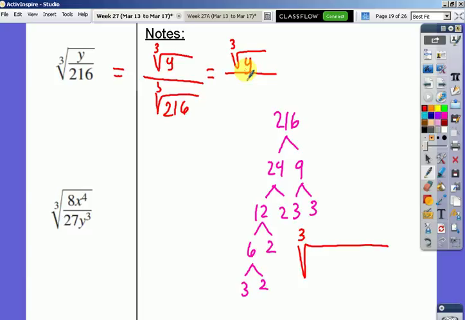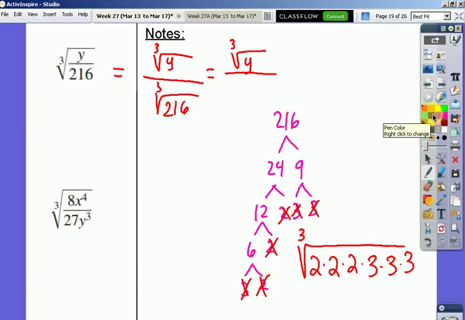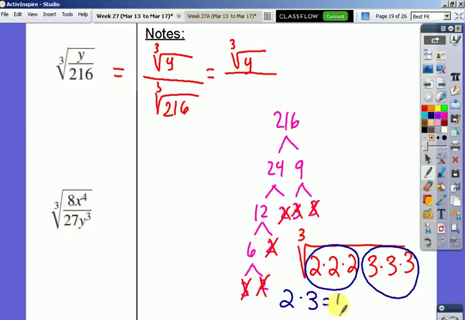y. The bottom, we're going to just do 2, 2, 2, 3, 3, and 3, and then make simple groups of 3. This turns out to be perfect cubes here. You've got 1 group of 3, 1 group of 2, and you just get 6. So it goes on the bottom. 6.